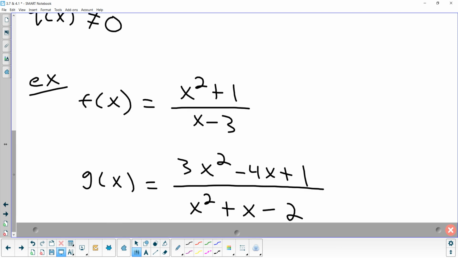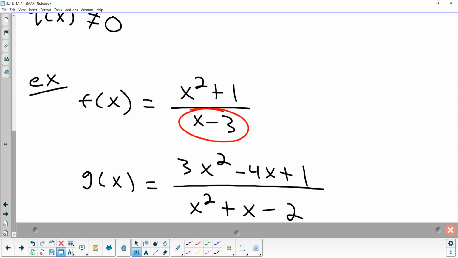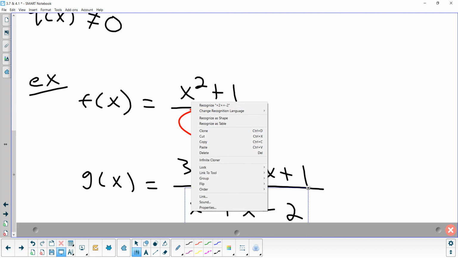So when we have to find the domain, basically we're going to be looking for what values make the denominator 0. Sometimes it's simple, like in f of x. You wouldn't want to let x be 3. So the domain is all reals except 3. Sometimes, like in g of x, it's a little bit more complicated.